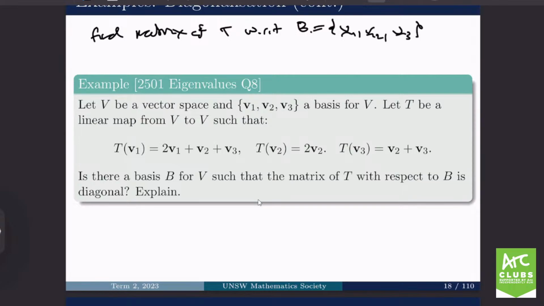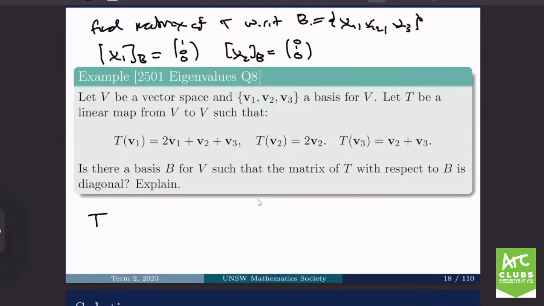So keep in mind that with respect to my basis, V1 has coordinate vector (1, 0, 0), V2 has coordinate vector (0, 1, 0), and so forth, right? So this is telling me that T of V1 equals, with respect to my basis B, that is, (2, 1, 1), okay?